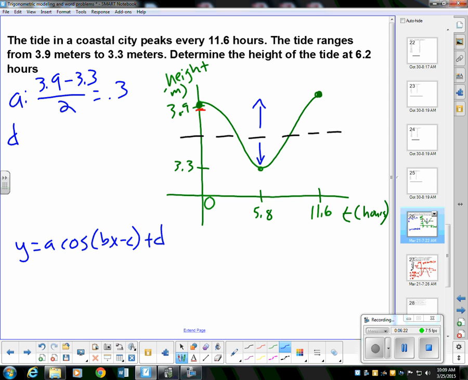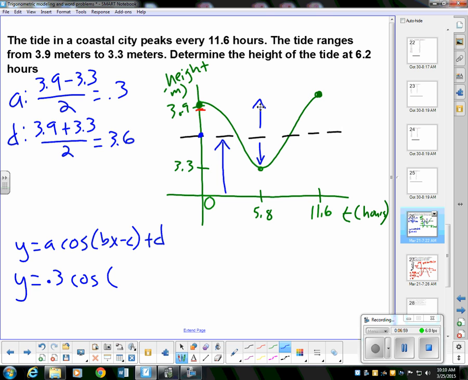Okay, I like to get D next. D represents the vertical shift upward, and what D really is, is the midpoint between the top y and the low y. If you remember your midpoint formula, it's one of the y's plus the other y divided by 2, and that should give you 3.6. Again, do the math in your calculator if you need to. So if we just start right here, we have y equals A, 0.3, times the cosine. I'm going to leave the bx minus c part alone right here, plus d, which is 3.6.